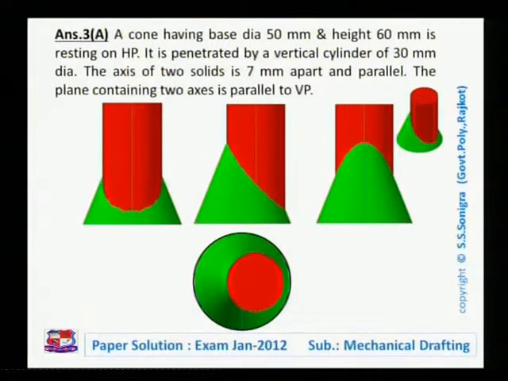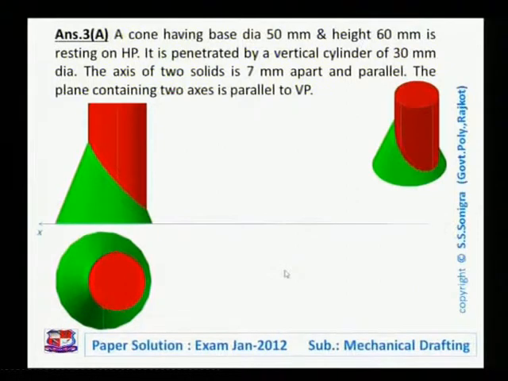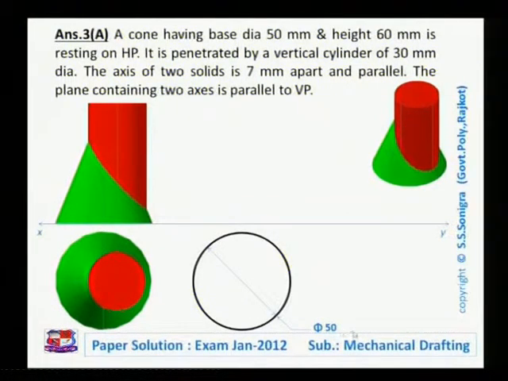How to draw this? For that, first draw a circle to represent its top view like this. Draw an XY line that represents the intersection of HP and VP, and draw a circle of diameter 50 mm, which is given over here. This circle diameter is 50 mm and the height is given as 60 mm. Insert the dimension diameter 50. It's necessary to insert the dimension in each figure. Draw its axis. Drawing the axis is also compulsory. If you do not draw the axis, you may lose some marks.